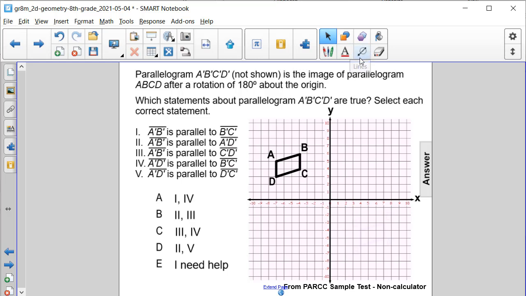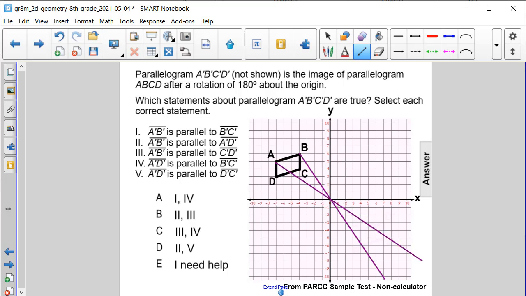So let's actually try to draw in our image that we have. And it's a 180-degree rotation about the origin. So that means we're going to be drawing straight lines from each vertex through the origin and just continue on. And we will use the counting of spaces to get each one of them at their new vertices. Okay, so they all intersect at the origin.